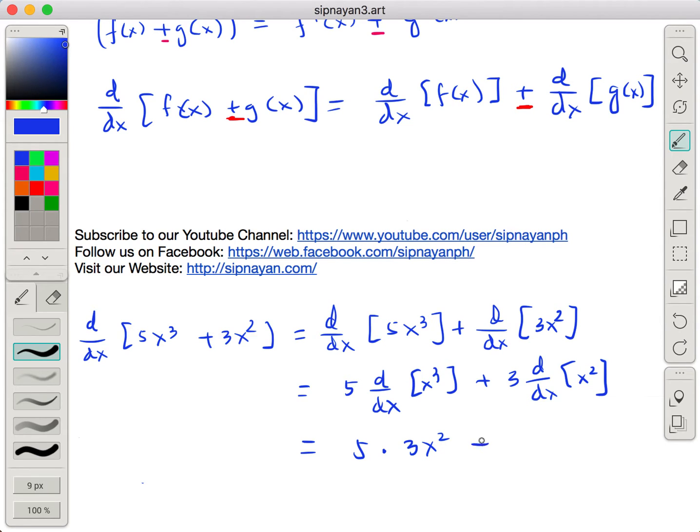And then we have plus 3. Ito, yung n natin ay 2, so ilalagay natin dito sa baba. And then we have x. And then yung 2, babawasan natin ng isa. So magiging 1 siya. So this is 15x squared plus 6 x to the first power, or simply 6x.